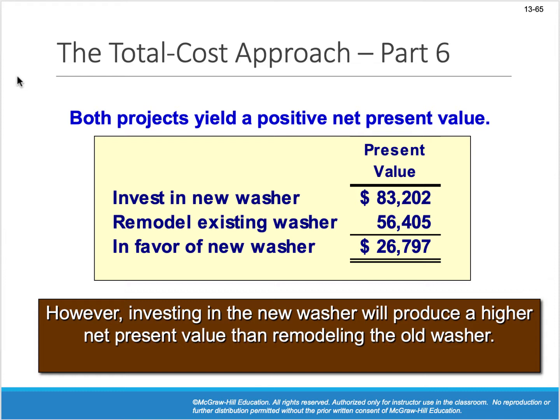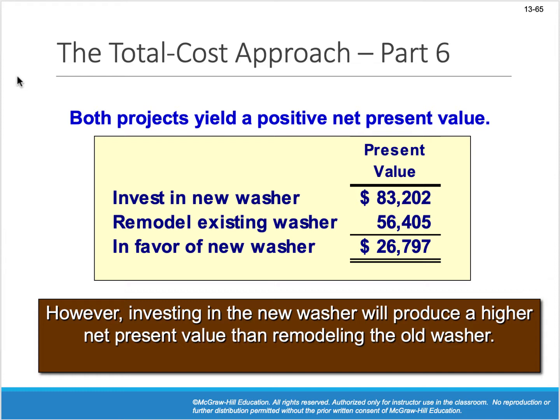What does all this mean? Well, what we have to do is look at the net present values of each scenario, meaning we invest in a new car wash or remodel the existing washer that we have. Since both of these projects yield a positive net return, we can see that because both numbers are positive. However, the net present value of the new washer alternative is $26,797 higher than the remodeling alternative.